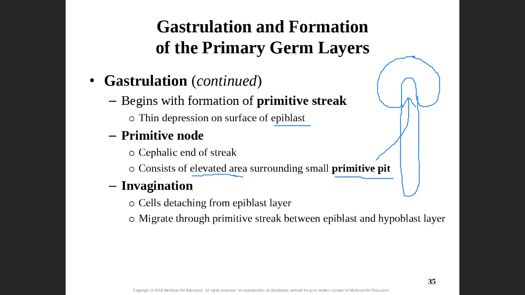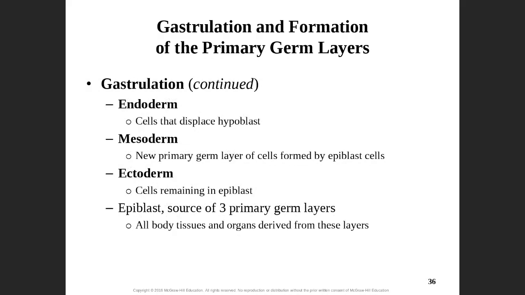And during this invagination, these cells start to detach themselves from the epiblast layer, that top layer, I guess you could call it. They start to detach themselves from that layer and push downwards towards the hypoblast layer. When they do that, they form that primitive streak. They push down into that streak, and they're actually going to push in between the epiblast layer and the hypoblast layer. Because of that process, we're going to wind up with our three layers.